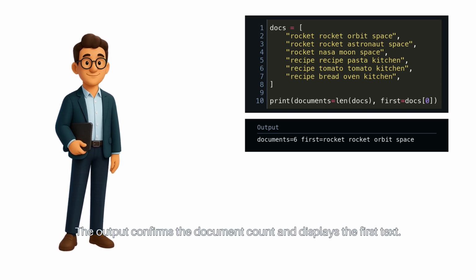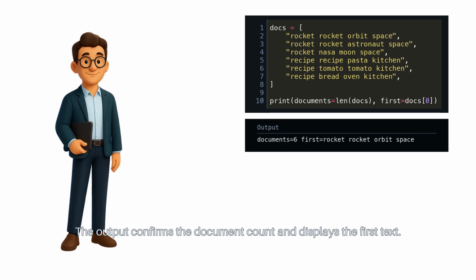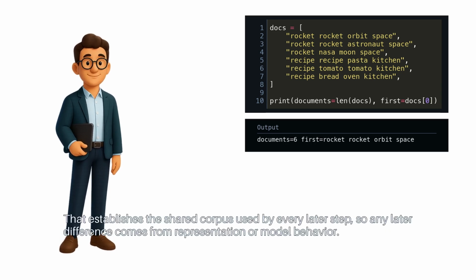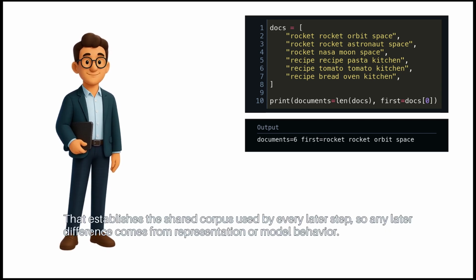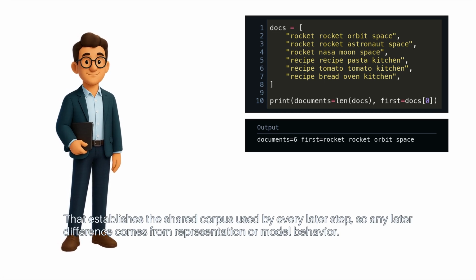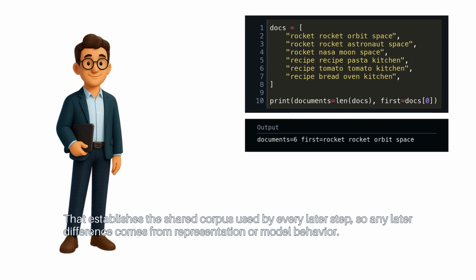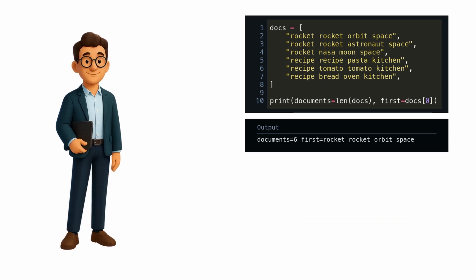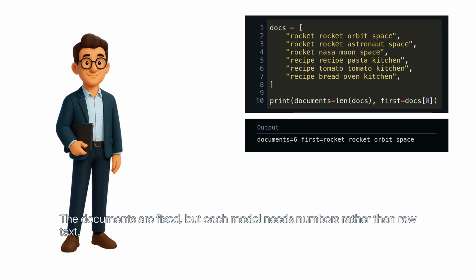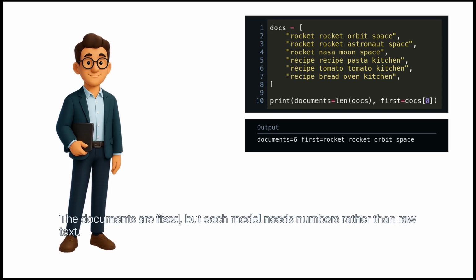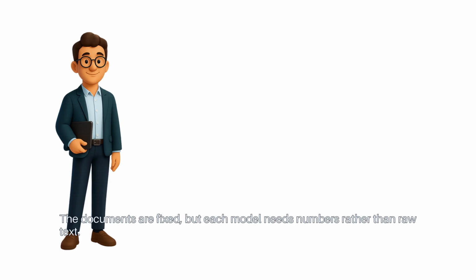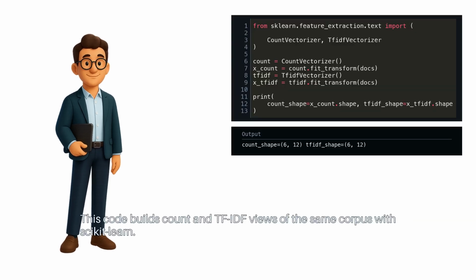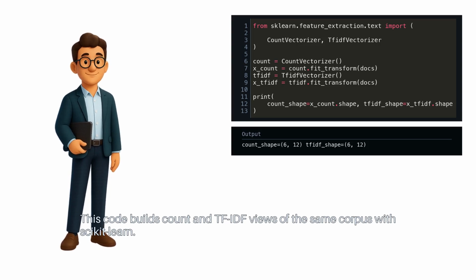The output confirms the document count and displays the first text. That establishes the shared corpus used by every later step. So any later difference comes from representation or model behavior. The documents are fixed, but each model needs numbers rather than raw text. This code builds count and TF-IDF views of the same corpus with scikit-learn.